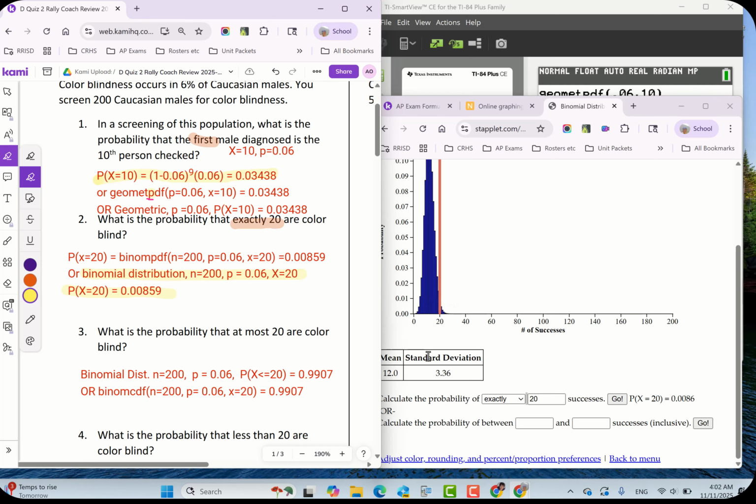You do not have to draw this picture at all. In fact, they never expect drawings on this. So now we're looking for at most 20. All right, so we'll go backwards. We'll do Staplet first, since we're right there. We change it to at most 20. Go. Boom. It seems to like 4 decimal places a lot on here.